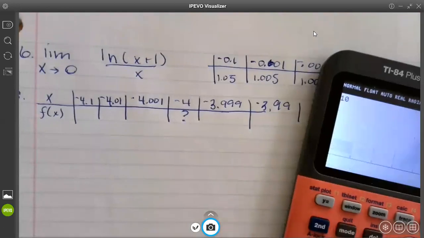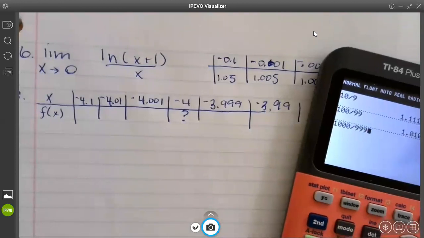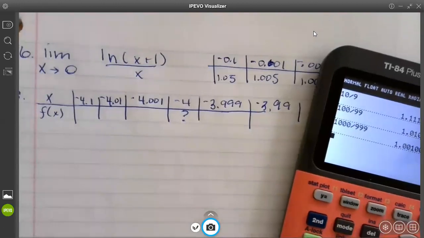10 over 9 is 1.11. And then did I have 100 over 99? And then I don't know what it had. 999. So what are we going to on number 8?